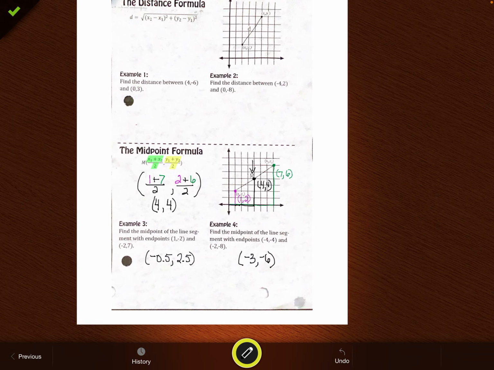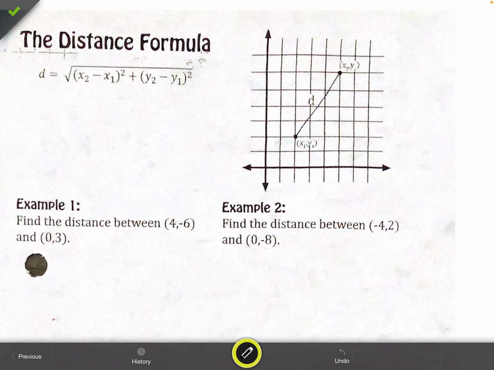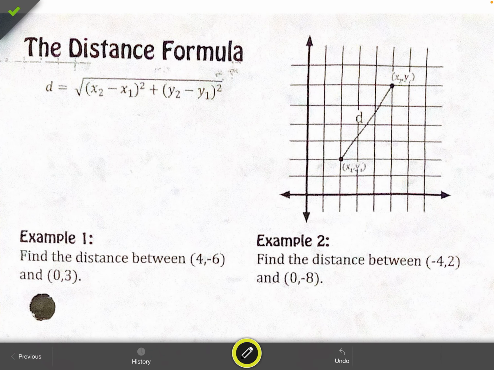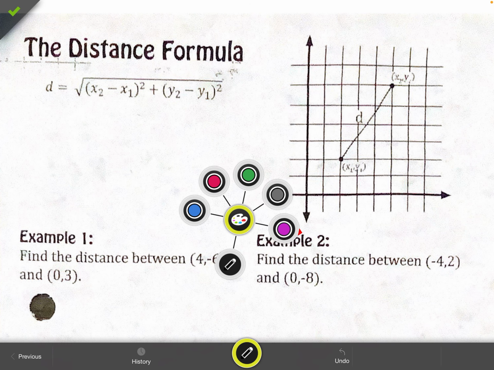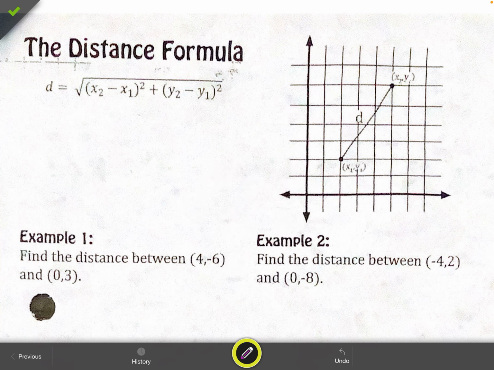All right, so now let's look at distance. Distance is a different formula, and it's a little bit more complicated. If you want to find the distance, remember distance is how far it is between 2 points. So you have to take the square root of x sub 2 minus x sub 1 squared plus y sub 2 minus y sub 1 squared. A lot of stuff going in there, okay? But we're going to do it so you can see it.